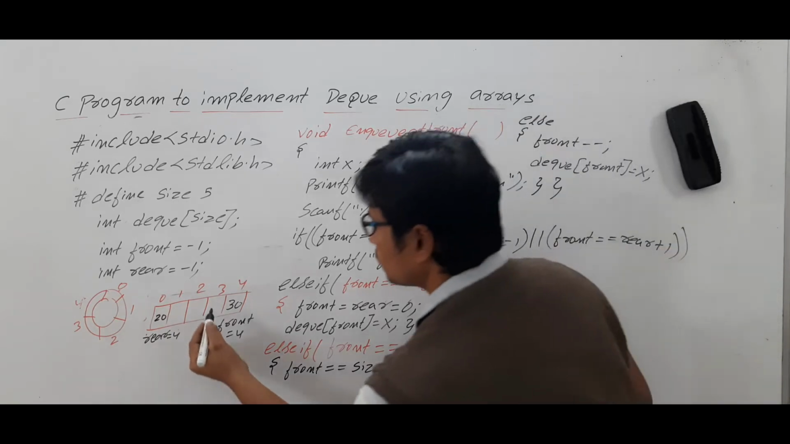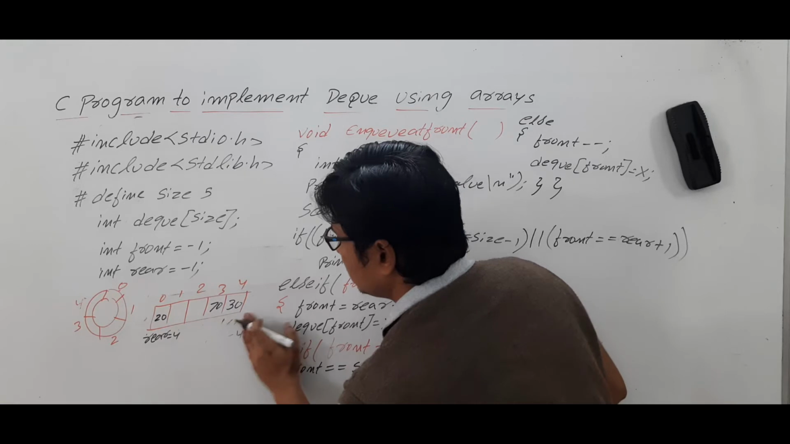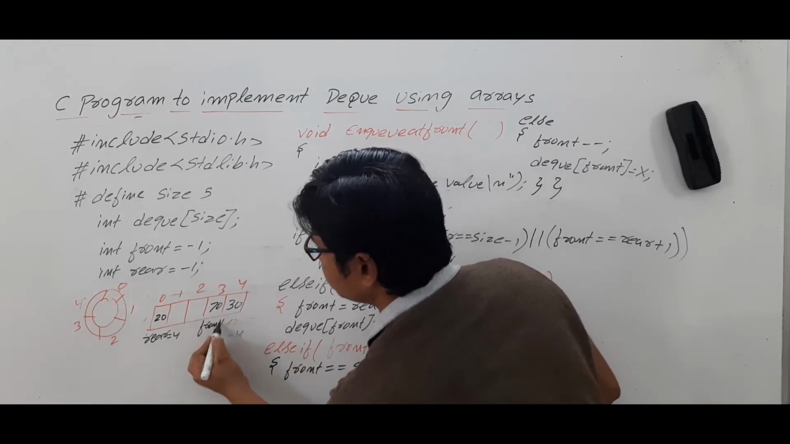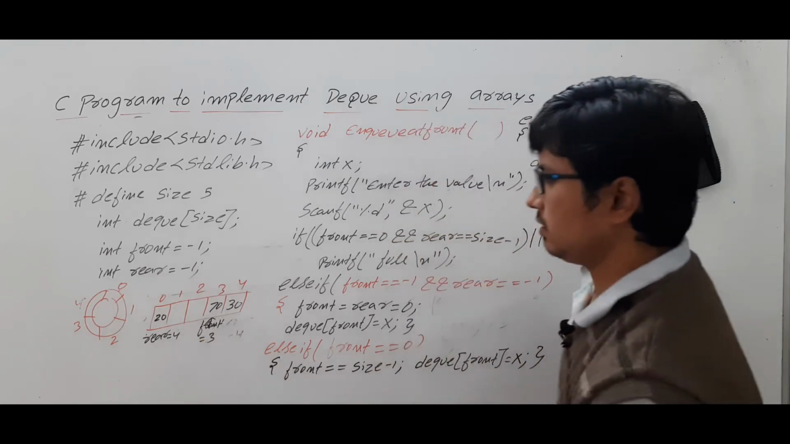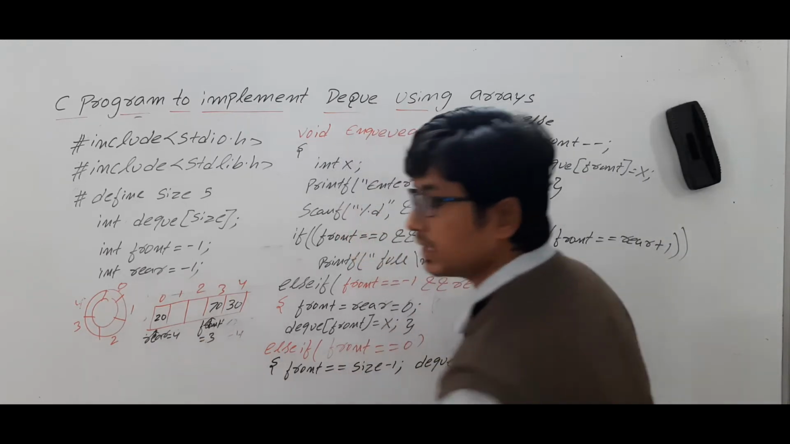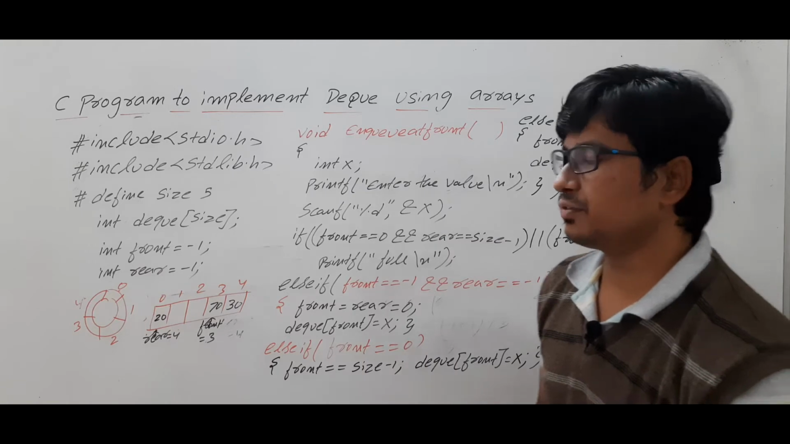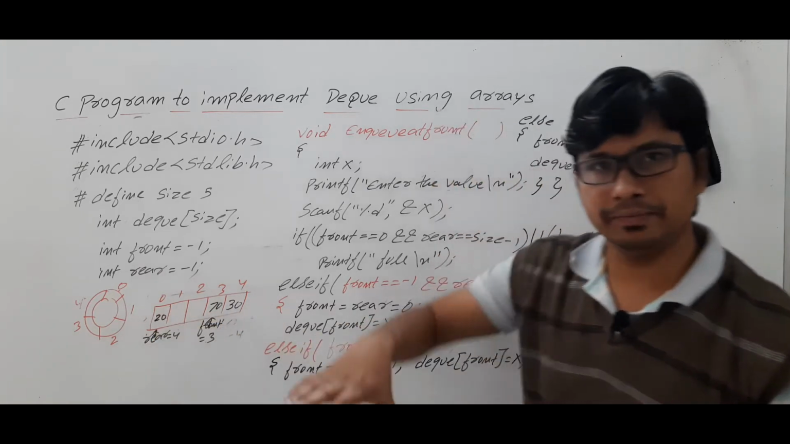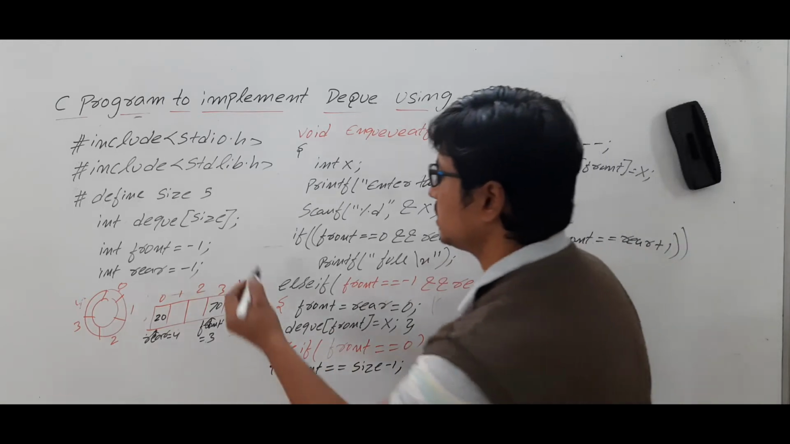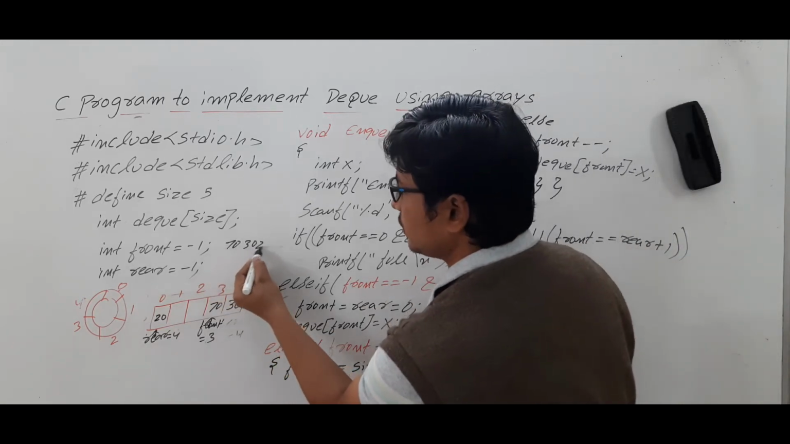So suppose the user has entered 70, then front will be this one. So this is the first element and this is the last element. Is it clear? Are you able to understand? If the user has asked you to display, you should display 70, 30, 20. So logically it is like this: 70, 30, 20.